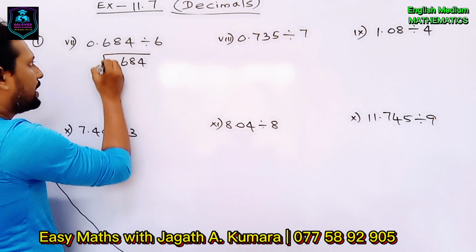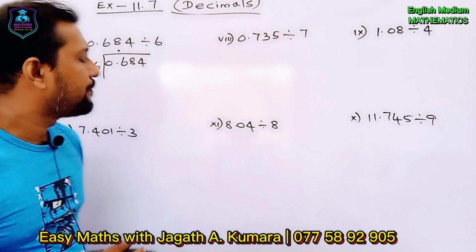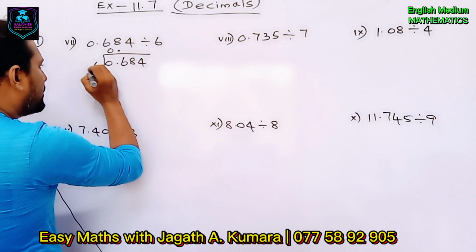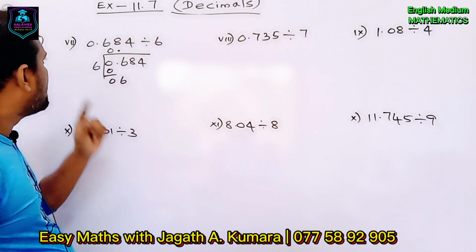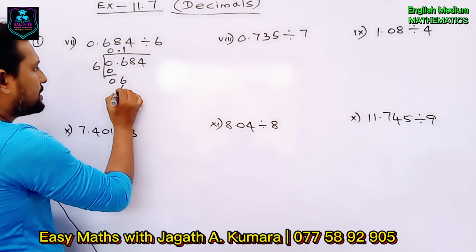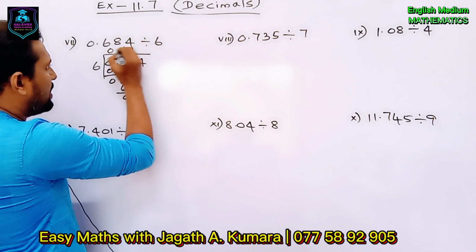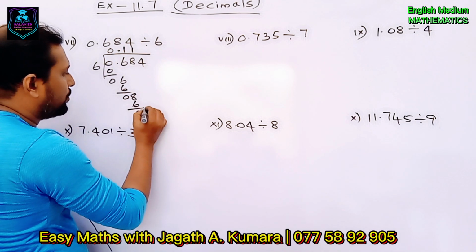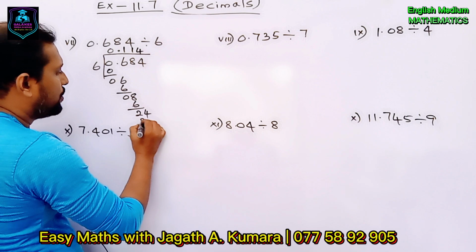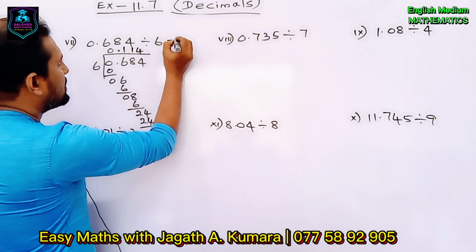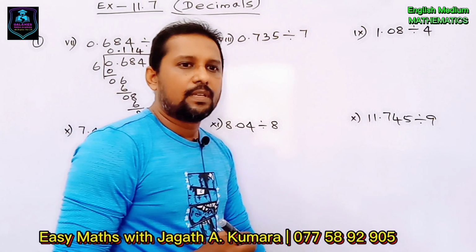0.684 divide 6. First you keep the decimal point in the correct position, right? It is easy for you. Then 0 divide 6, 0. 0 times 6, 0. Remaining 0. Then this 6 you can take here. 6 divide 6, 1. 1 times 6, 6. Remaining 0. Then this 8 take here. 8 divide 6, 1. 1 times 6, 6. Remaining 2. Then this 4 take here. 24 divide 6, 4. 4 times 6, 24. Remaining 0. So what is the answer? 0.114. Right? Then look at the next one.